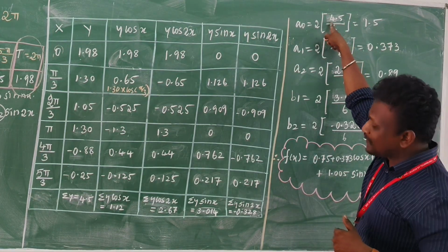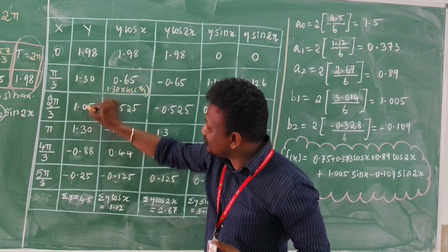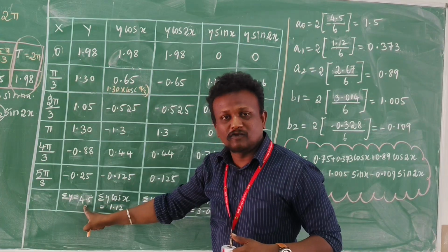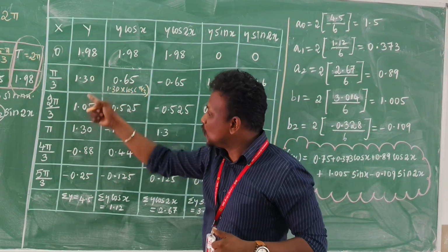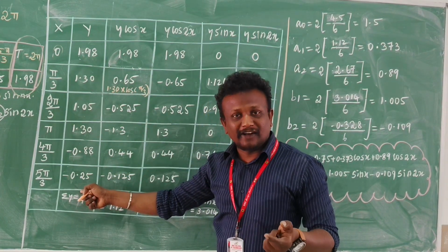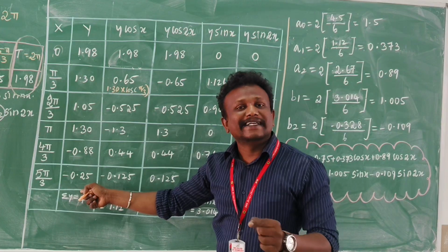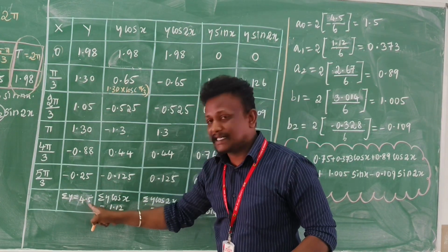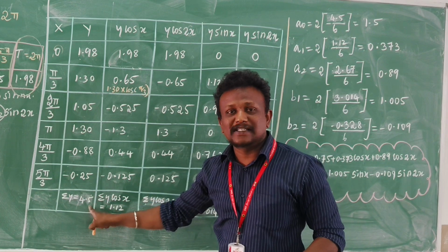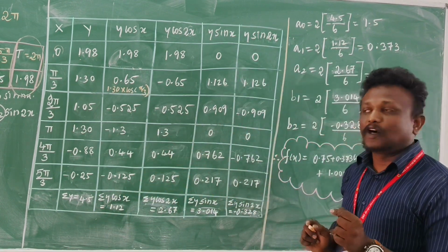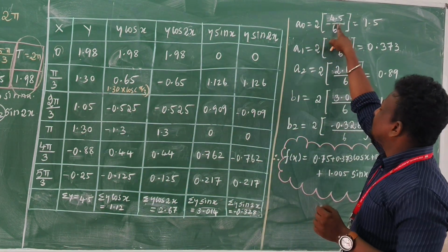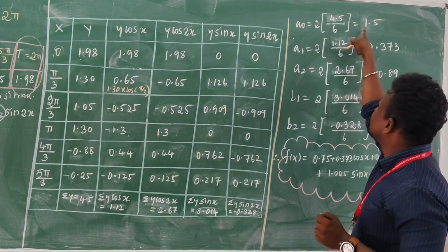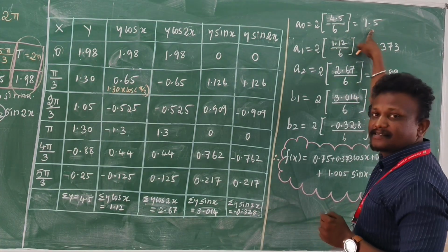Here, summation y is nothing but the sum of these values. You have to add all these values; with a calculator it can be added easily. At the end, this is our result. I substitute this result in the formula of a0. After substituting, I get this result, and after simplification, I get this result.